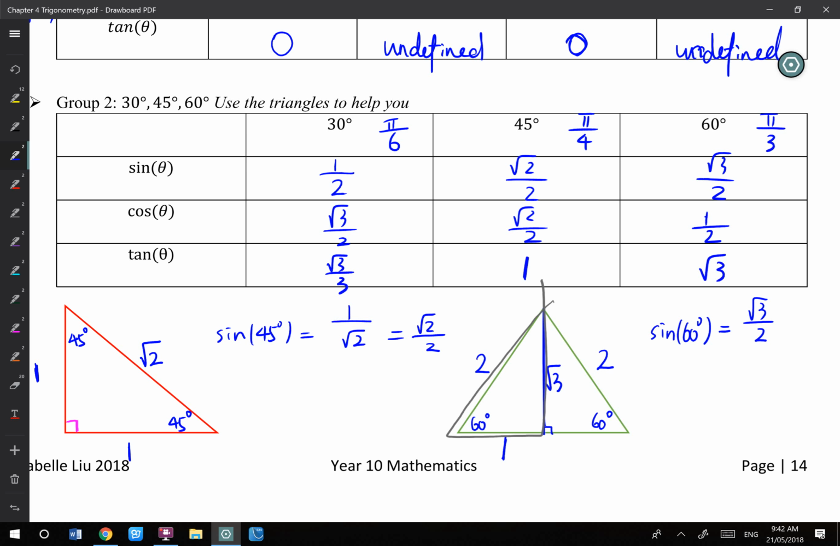What's pi? Pi is 180 degrees. So 180 divided by 6 gives you 30, 180 divided by 4 gives you 45, and 180 divided by 3 gives you 60. A lot of students have difficulty remembering this. For example, it's really hard to remember what sine 45 is.